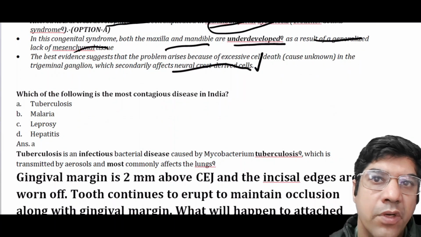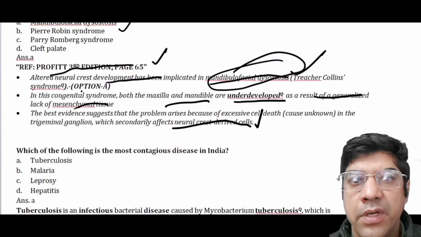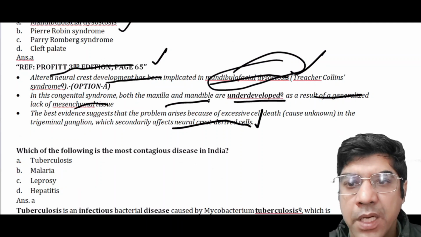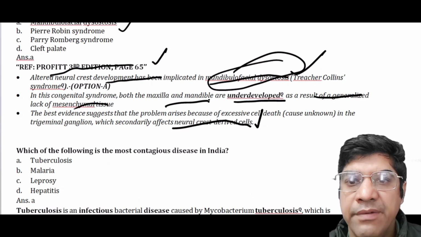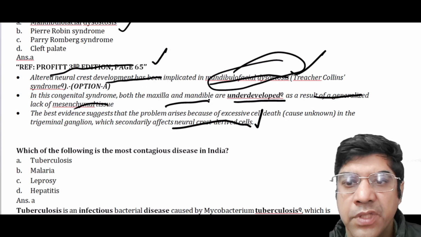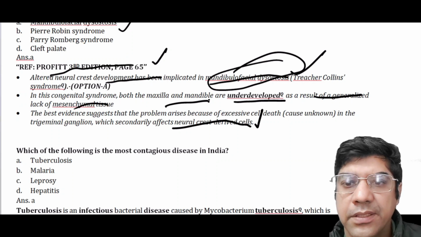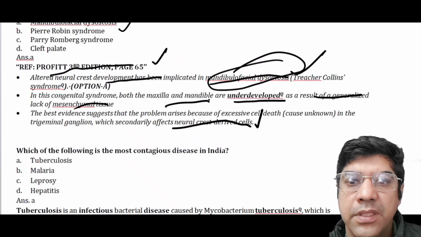Which of the following is the most contagious disease in India? The most contagious disease is tuberculosis. Tuberculosis, we know, is caused by Mycobacterium tuberculosis. It is highly contagious, primarily spreading through the air when an infected person coughs or sneezes. So the infectious particles, also known as droplet nuclei, can be inhaled by others. That could lead to new infection. So TB commonly affects the lungs, but can affect other organs. So the answer is A.